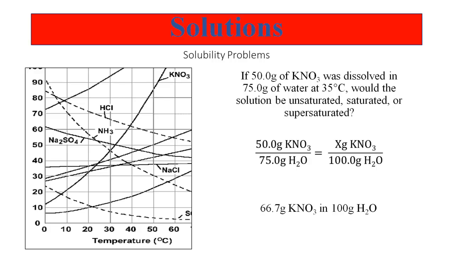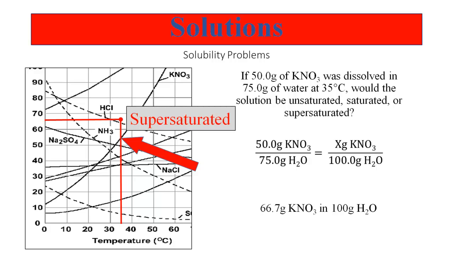Now we can compare it to the chart. Remember, we're talking about 35 degrees Celsius. So I go up to 35 degrees Celsius and I go up to 66.7 grams of potassium nitrate, and I compare it to the line that we have on our chart. That looks like the dot that we form is above the line, so that means that it is supersaturated.